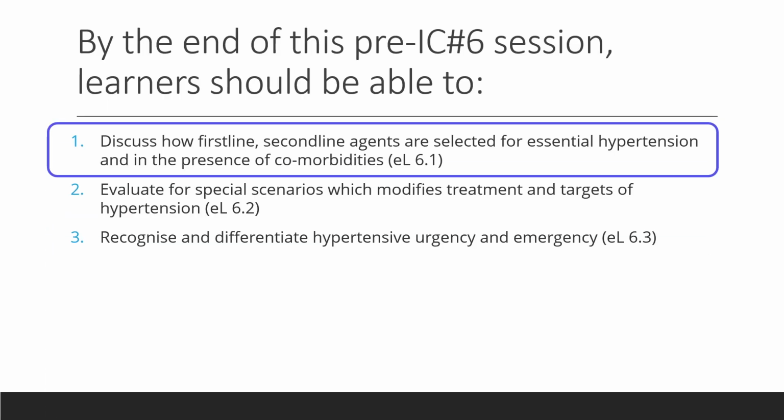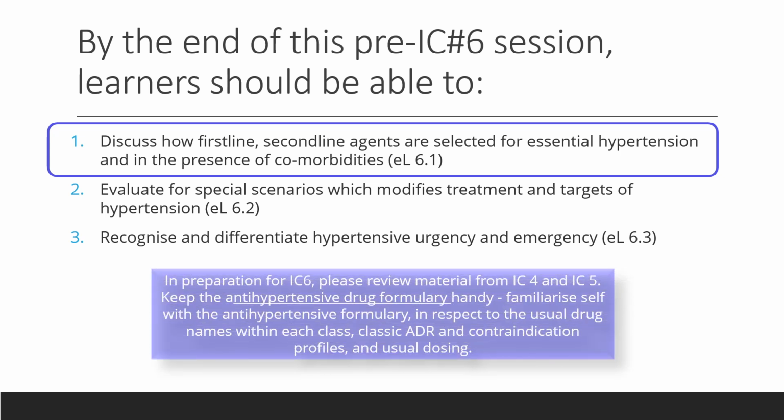All right, by the end of these IC6 pre-sessions, learners should be able to discuss how first-line, second-line agents are selected for essential hypertension with or without the presence of comorbidities, and that's for EL1. In preparation for EL6, please review material from IC4 and IC5.